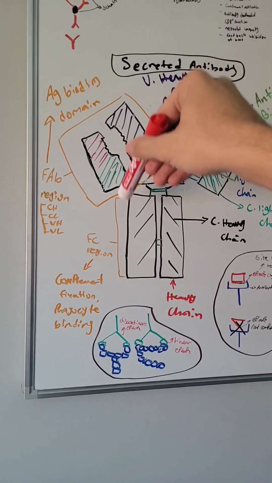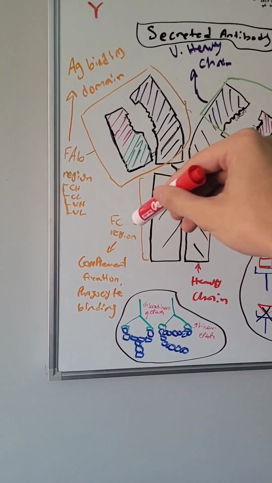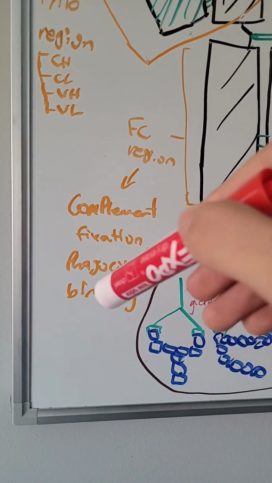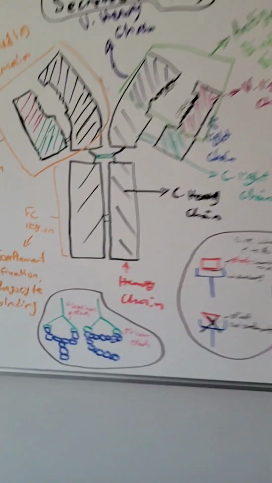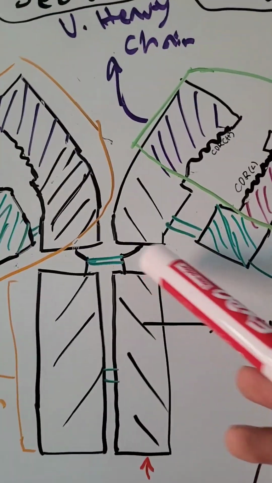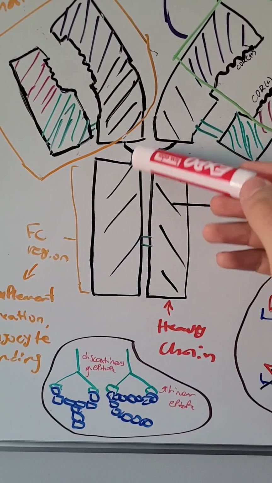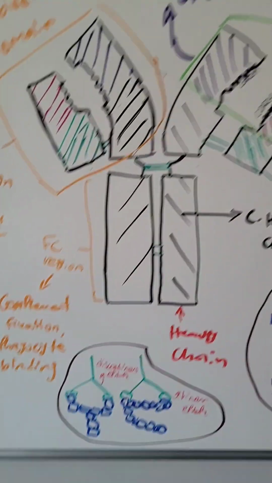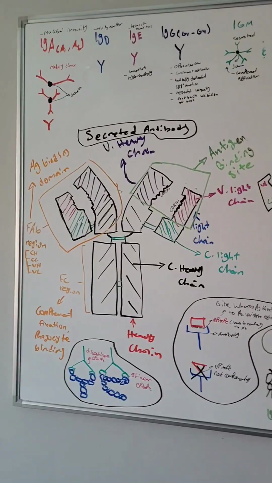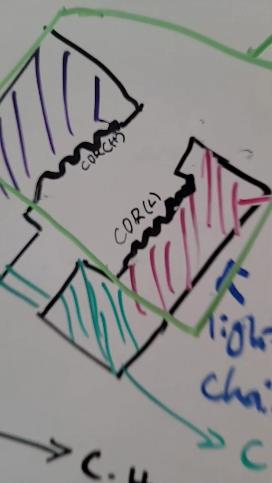The constant heavy chain down here is known as your Fc region. Fc region can be used for complement fixation and phagocyte binding, okay? So now that completes the anatomy that we talked about. Again, we also have this hinge region here, and these green things here in between are these disulfide bonds that hold this structure together.